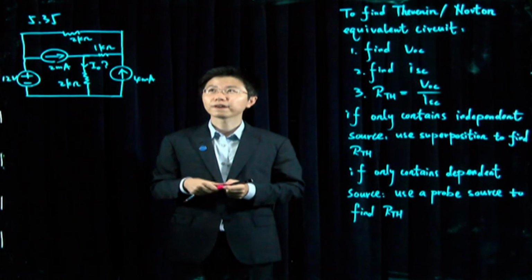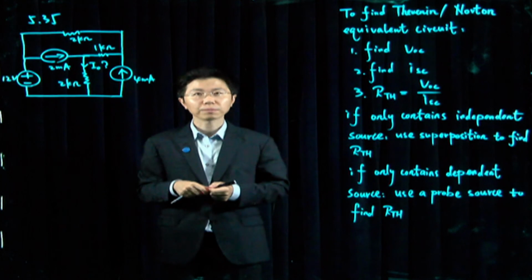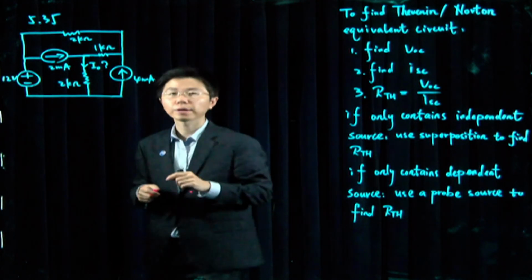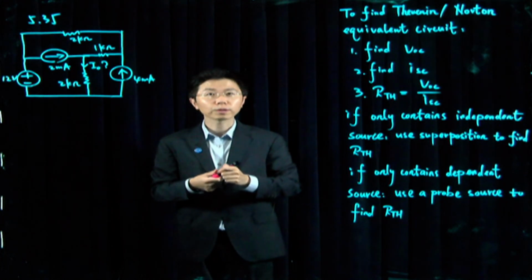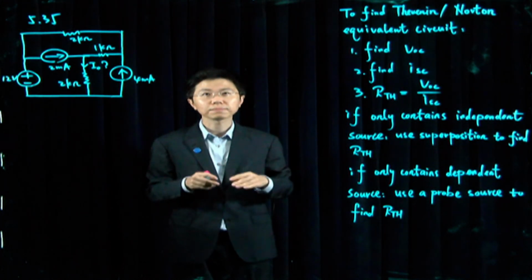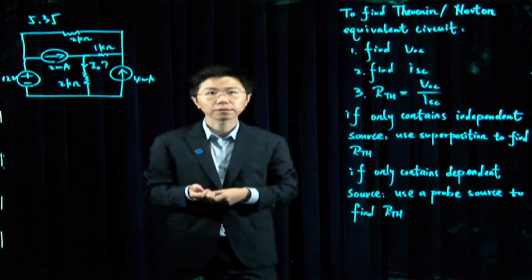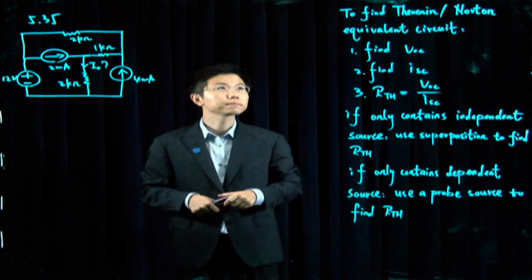In question 5.35, we're being asked to apply Thevenin's theorem to find the current over this 2K resistor. Before we do that, I'd like to have a quick recap on the method of using Thevenin or Norton theorem to find their equivalent circuit and simplify our analysis.